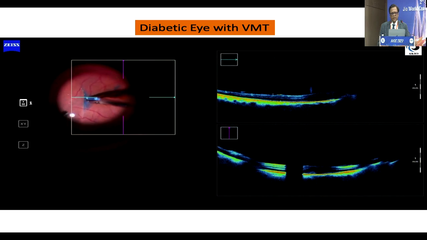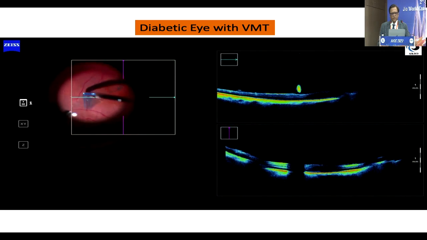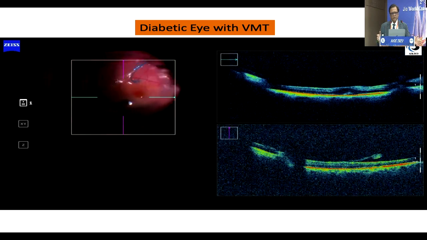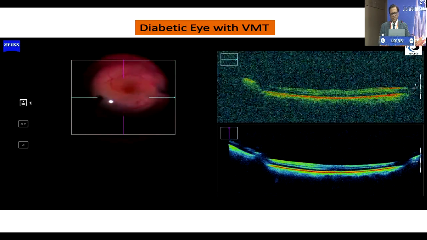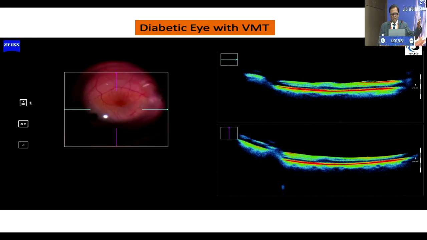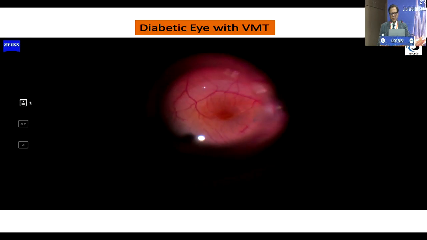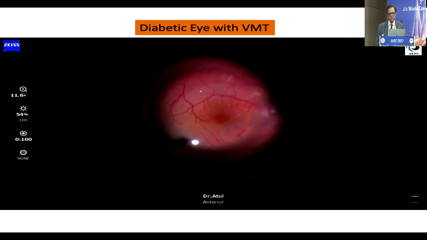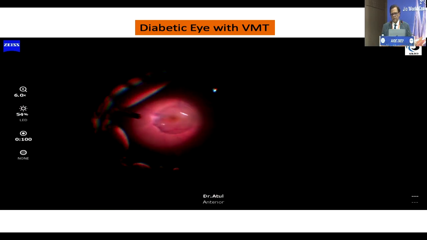So the IOCT guided, you make sure that the security which you have is that you're sure that you've not created a break. So the IOCT really provides you that on the table itself, you see the retina settling back. If the retina settles back, you're satisfied that you've not created a break. You aspirate the PFCL, which is never left behind, and replace it with air or gas.